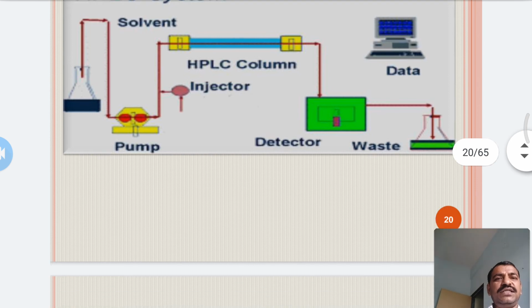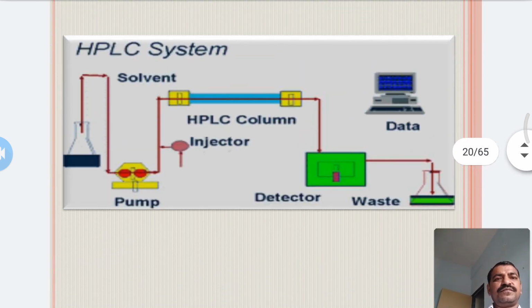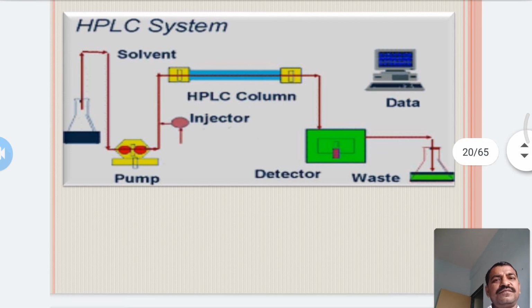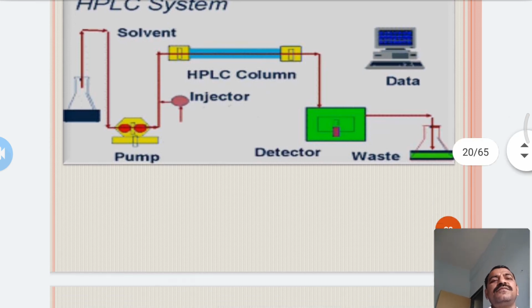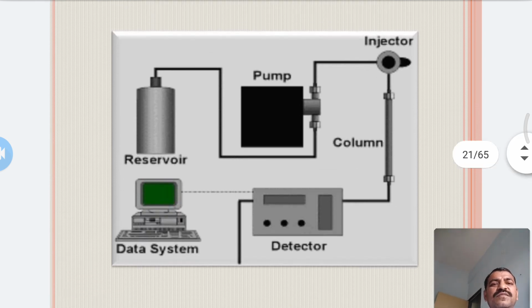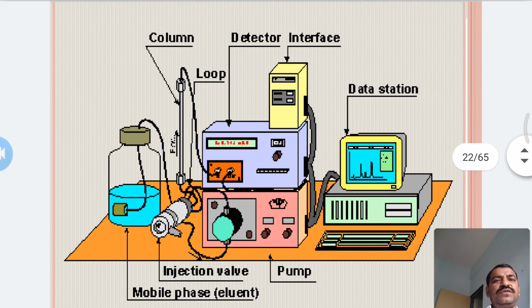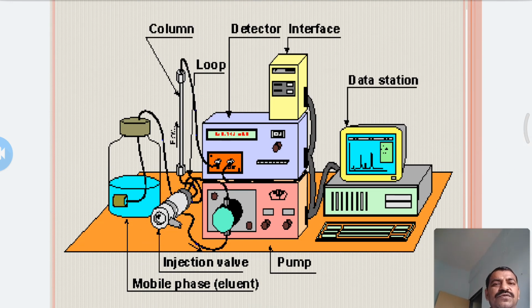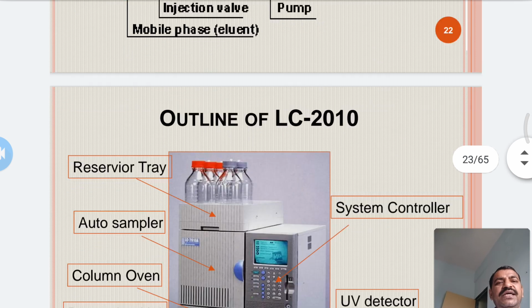This is another 3D view, in short, another instrumentation of HPLC. First is the mobile phase reservoir, the solvent reservoir, then the injection valve, then the column, then the loop, and then the detector, interface and data station. This is the diagrammatic representation of HPLC.